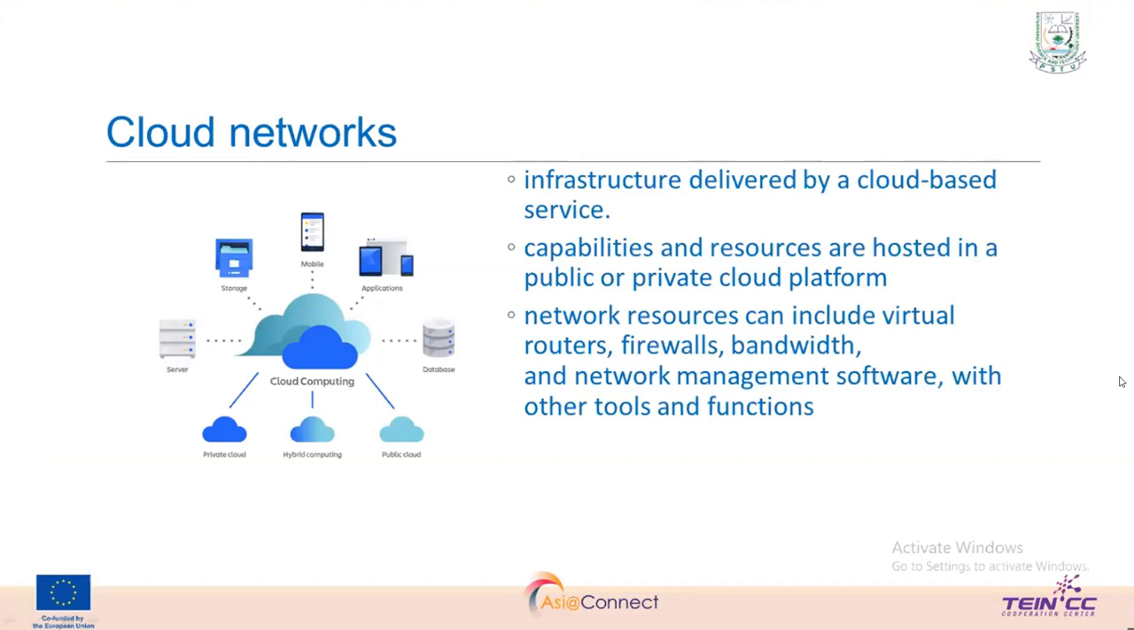Cloud infrastructure in modern times will provide data security and other things like network resources, such as virtual routers, firewalls, network bandwidths, network management softwares, and other tools and functions. In cloud infrastructure, there may be private cloud and public cloud, and also a hybrid computing model. We can get storage services, application services, database services, or server infrastructure.